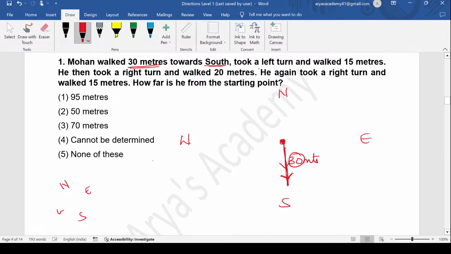Fine. Now I'm taking a left turn and walked for 15. Actually, I'm here now, south. If I turn left, I'll be going towards which direction? West. And I've gone for how much? 15 meters. This is actually 15. Now I'm here. From here, he takes a right turn and moves how much?